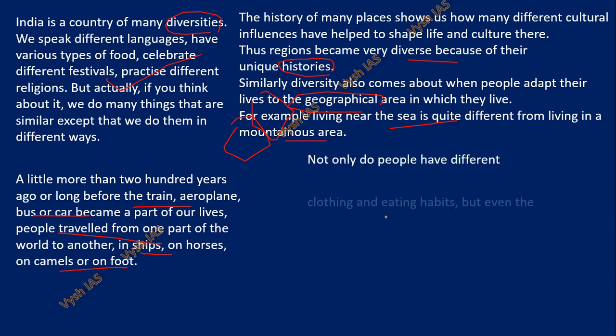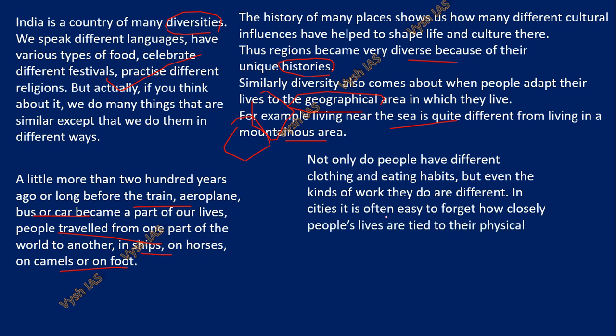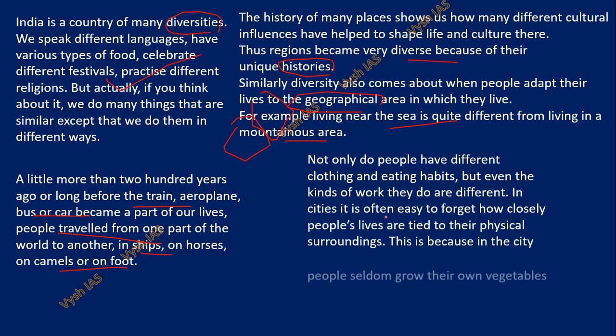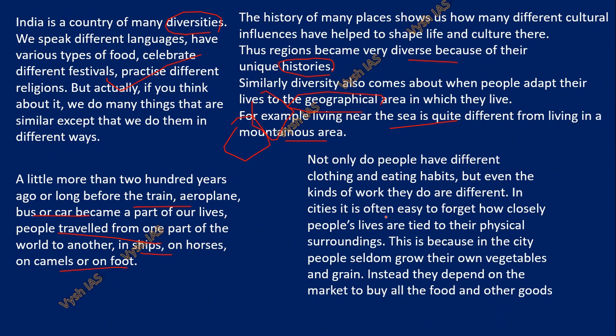Not only do people have different clothing and eating habits, but even the kind of work they do is different. In cities, it is often easy to forget how closely people's lives are tied to the physical surroundings, because in cities, when you need vegetables, you are not going to grow them yourself. You depend on things which come from the rural areas. So there is a difference between cities and rural areas also. These are very basic points they are telling to bring out that historical and geographical reasons can shape diversity.